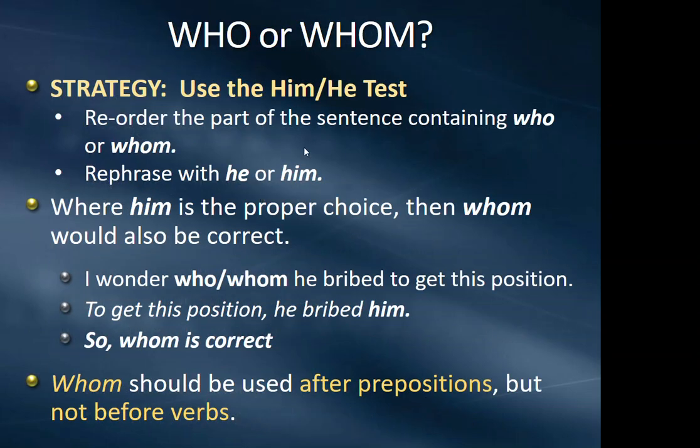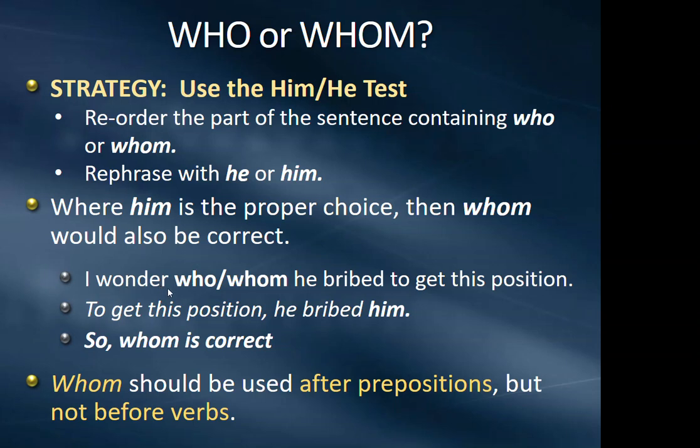All right. We're going to talk about when to use who and when to use whom. This gives people a lot of trouble, and what I do is I just use the him or he test. I reorder the part of the sentence containing who or whom and rephrase it to see if I should use he or him. If him is the proper choice, then whom is the correct, and they both end in M. You can think of it that way. Now if we're talking about a girl, it would be her instead of him, but just think about if it says whom, you're going to use the him or her instead of the he or she. So let's do that. Let's practice.